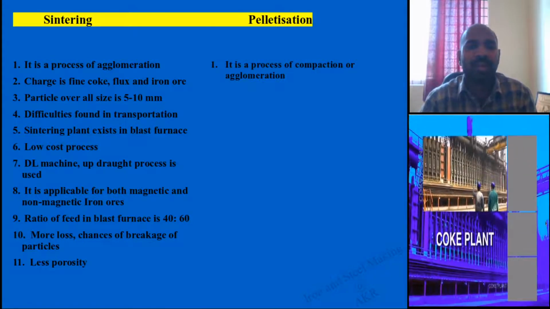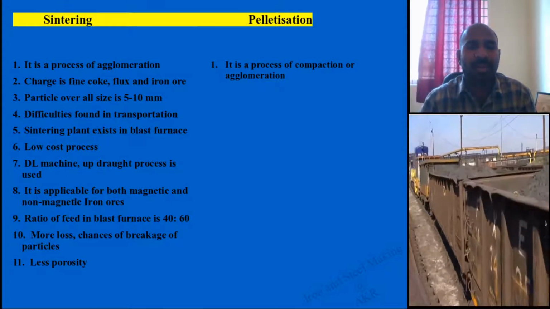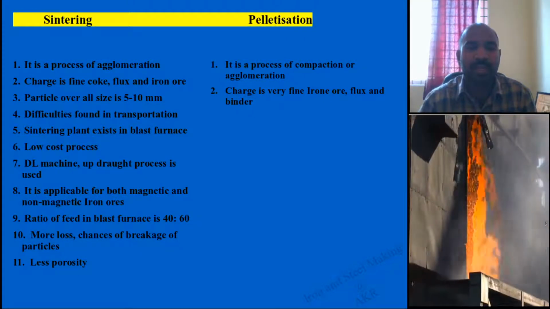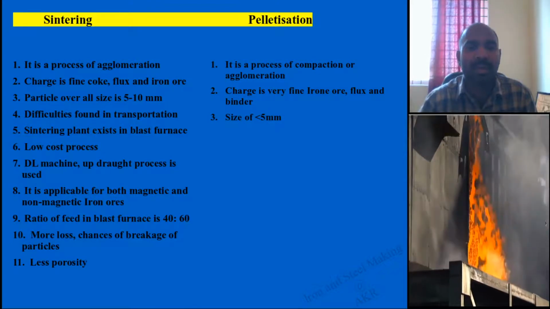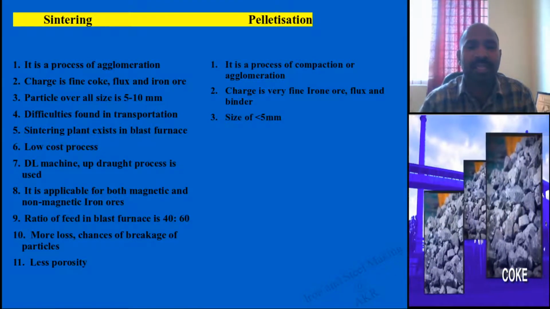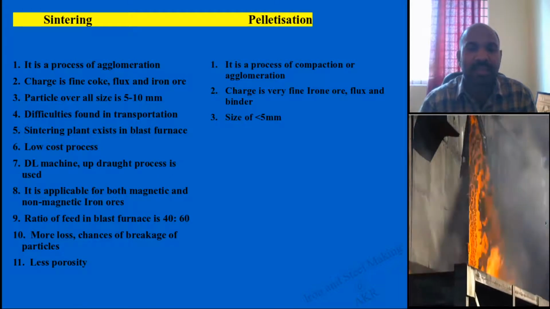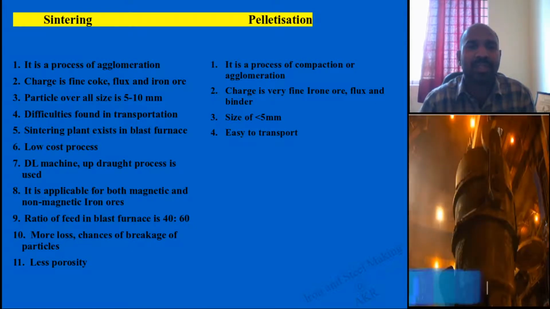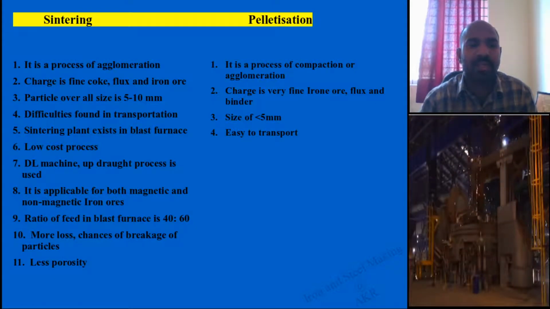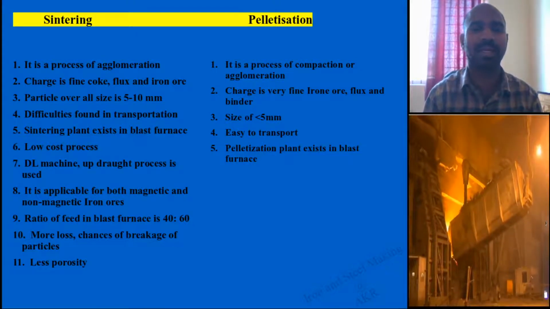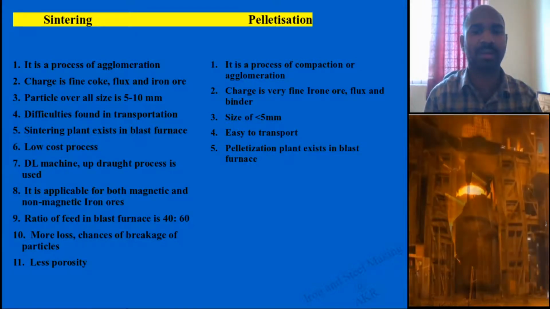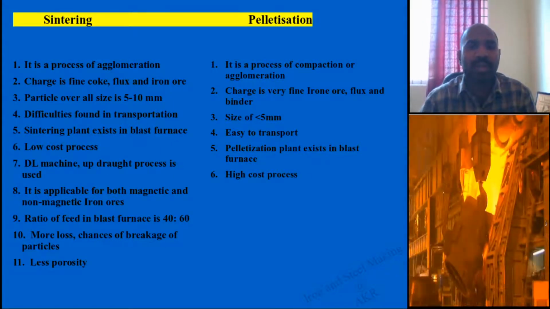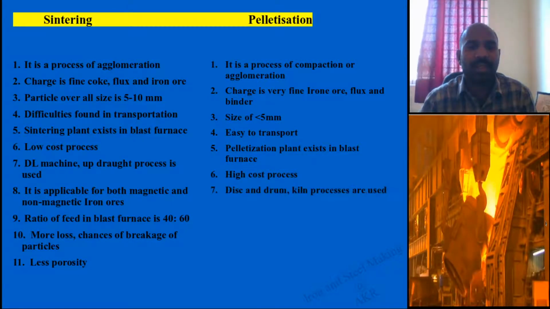Coming to the pelletization process, it is also a compaction or agglomeration process, and the charge here is very fine iron ore, flux and binder. The size of the hardened pellet is less than 5 mm. It is easy to transport, and there will not be any loss of pellet particles in the form of powder. This pelletization plant is also situated near the blast furnace plant for convenience, and compared to the sintering process, it is a high cost process.